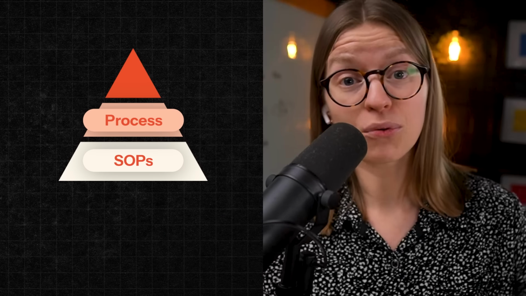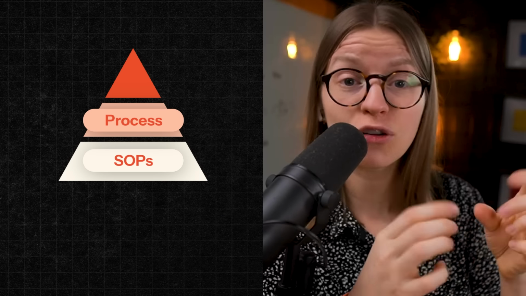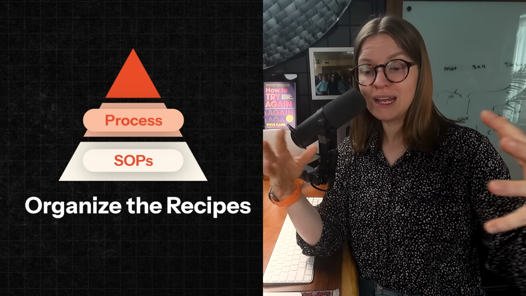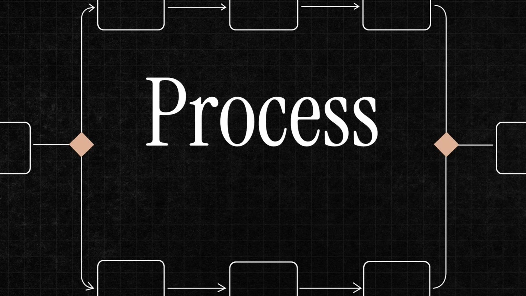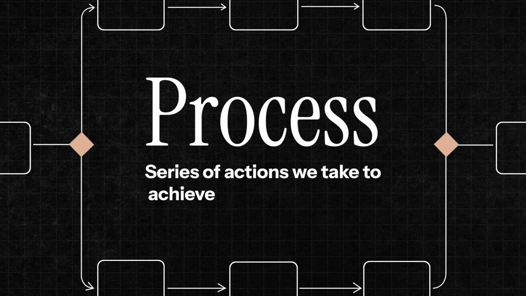Because process is where we take all of these little pieces we have as recipes and we put them together into one cohesive flow. A process in small business is a series of actions we take to achieve a particular result, which I know sounds very similar to a task. What's the difference? Well, when it comes to a process, we're often connecting together multiple tasks in our business.